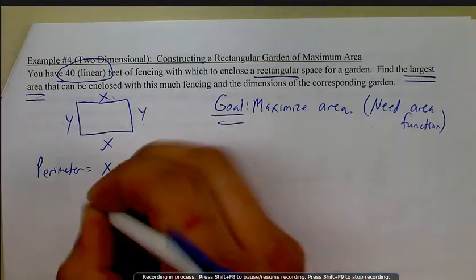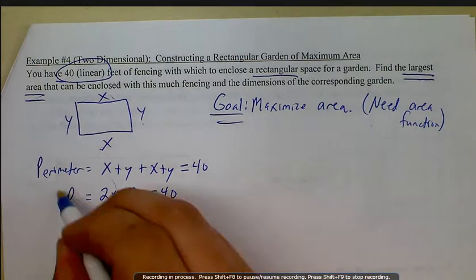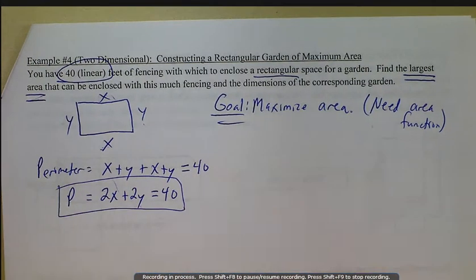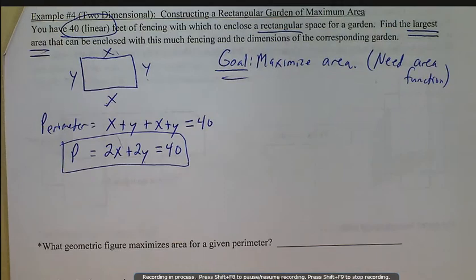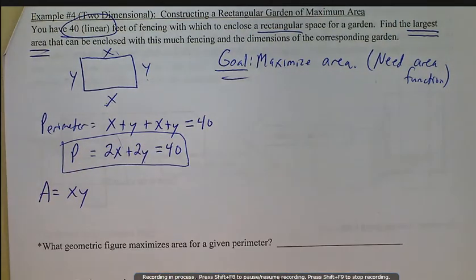Now, I know that fact, but my goal here is to maximize area. The area of this thing is going to be x times y. Now I have three variables. I can either do implicit differentiation, which I don't feel like doing, or I can use this information to substitute variables into the area formula.